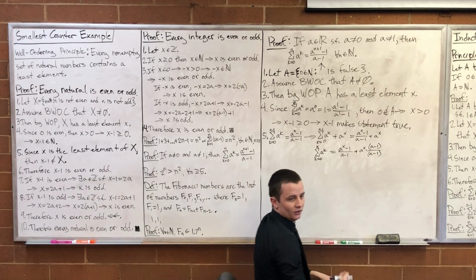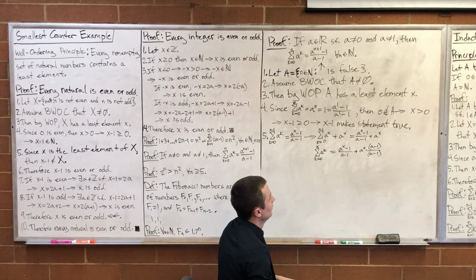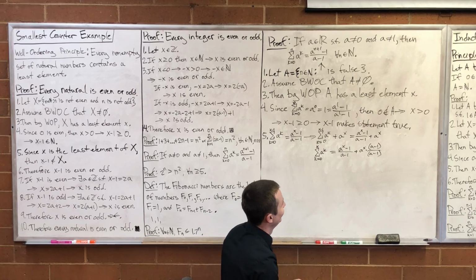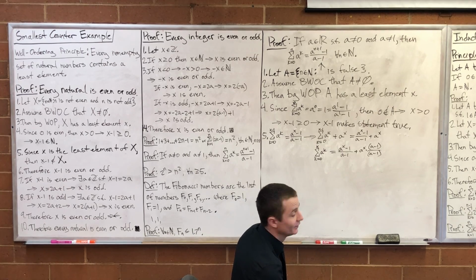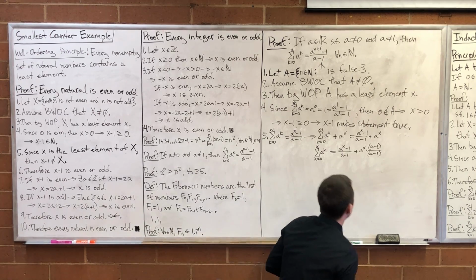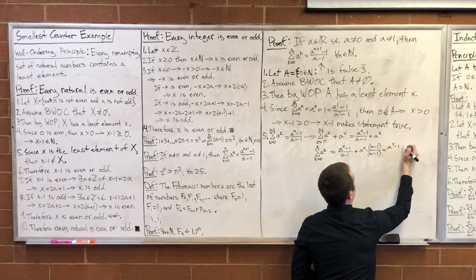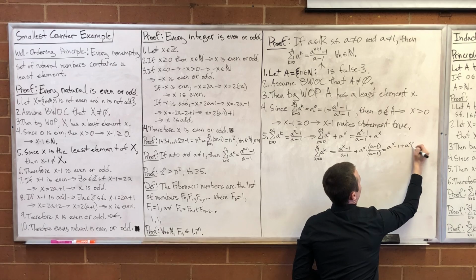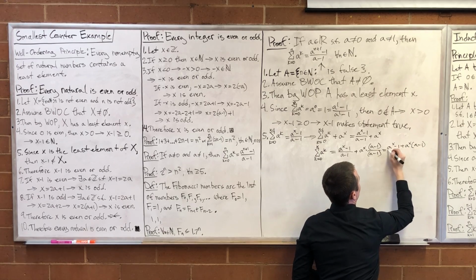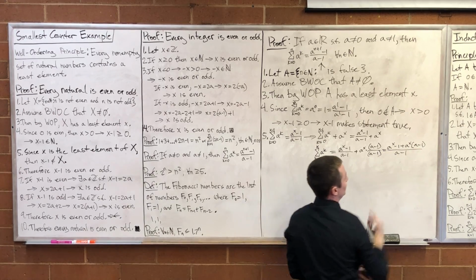Have I cheated? Yeah, you're cheating. Why? By multiplying by a minus 1 over a minus 1 to get a common denominator. So this is now equal to a to the x minus 1 plus a to the x times a minus 1, all over a minus 1.